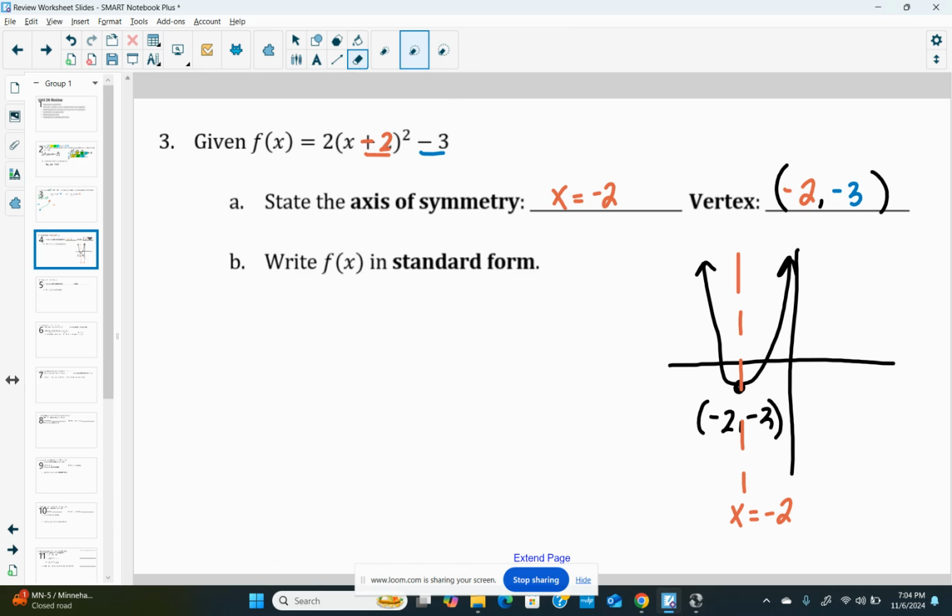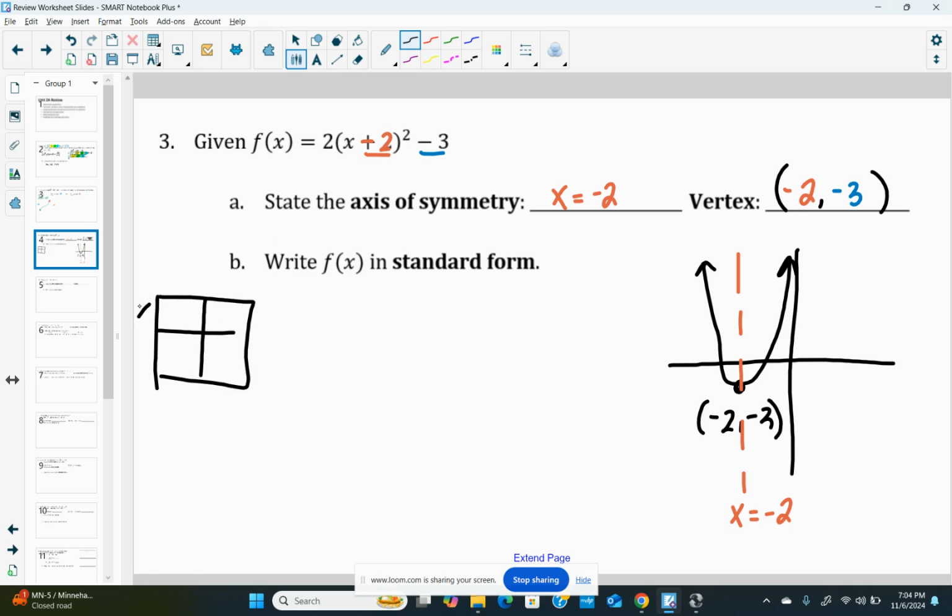Then when we want to write this in standard form, we're going to want to multiply out this binomial here. So we've got the x plus 2 squared. And if you want to do this in the box, you can.